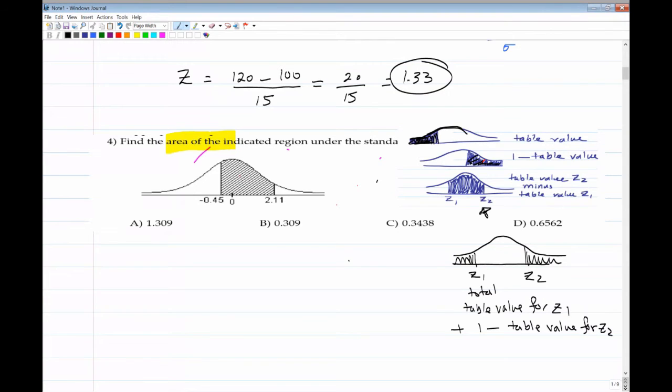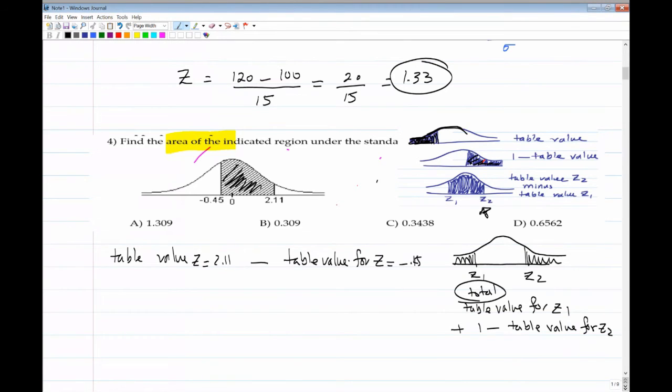So you find each value and then you add them. That's why it says the total. Now when we look at this one, this is between, meaning I have to subtract. So I'm going to say table value for z is equal to 2.11 and minus table value for z is equal to negative 0.45.